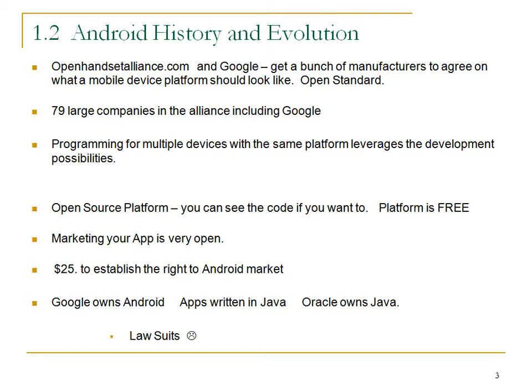So let's make it clear that this is not all fun and collaboration and everybody happy. Google owns Android, and the apps in Android are written in Java, and Oracle owns Java. So there are currently disputes between Oracle and Google. That's a nice way of saying Oracle is suing Google over the use of Java in Android.